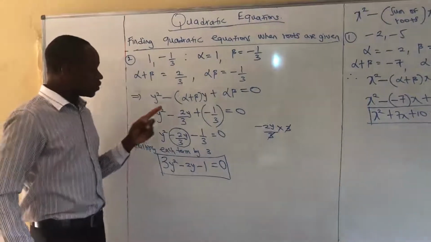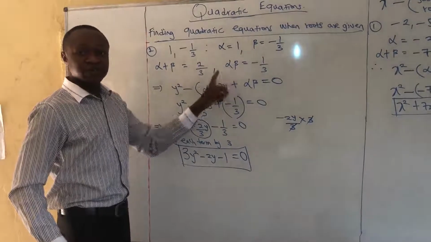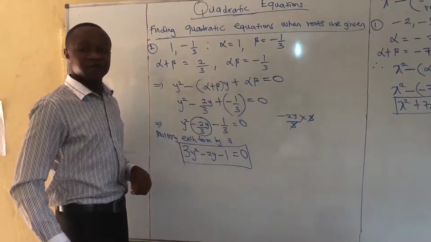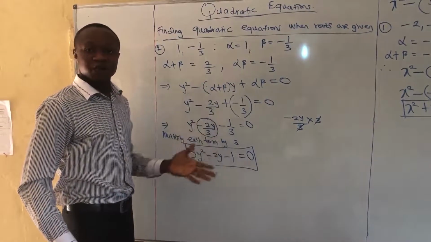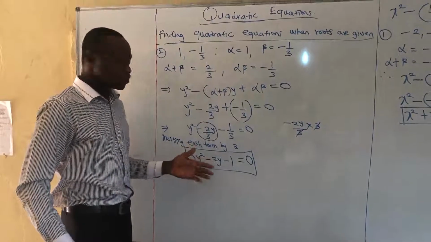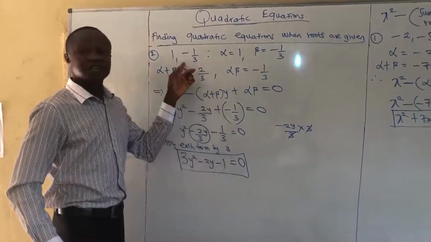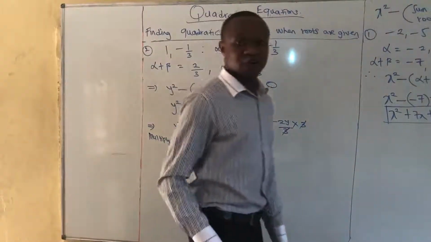All we needed were two things: sum of the roots and product of the roots. Whenever you are given a quadratic equation and you are asked to find the roots, it means you have to solve the quadratic equation. Use any method you want. Sometimes they will give you the roots and ask you to obtain the quadratic equation. That is what we have done up to this point.